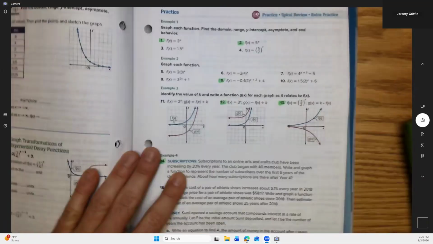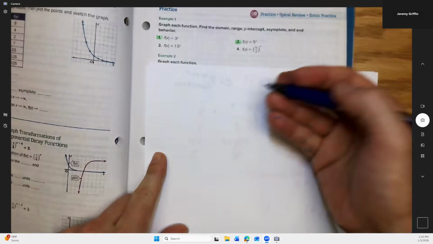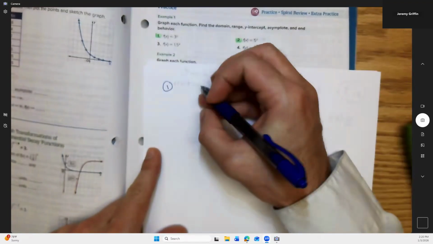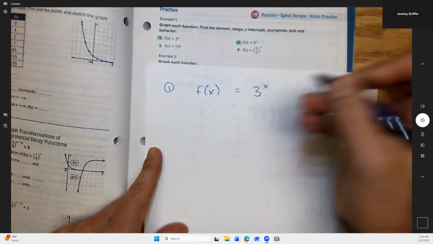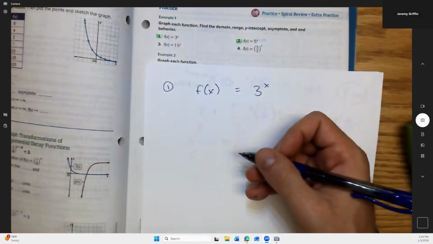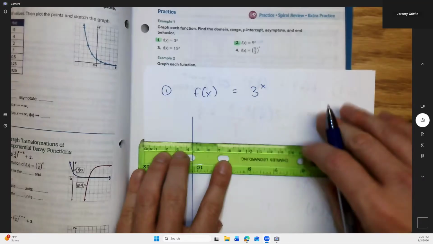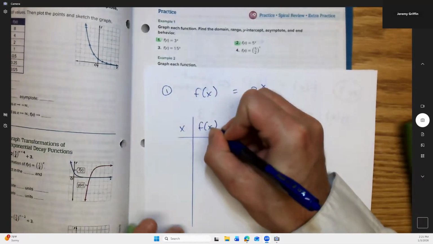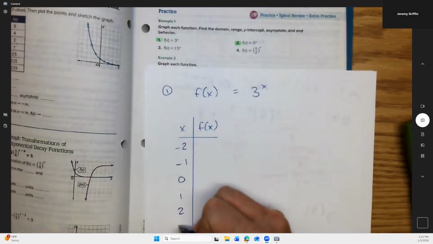I highlighted some of these ahead of time. Let's take a look. Graph each function, find the domain, range, intercepts, asymptotes, and behavior. So number 1, we've got f of x equals 3 to the x. If you ever weren't sure, you could always make a table of values here, x and f of x. Let's go -2, -1, 0, 1, 2, 3.